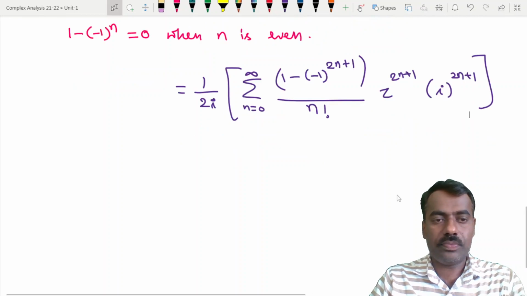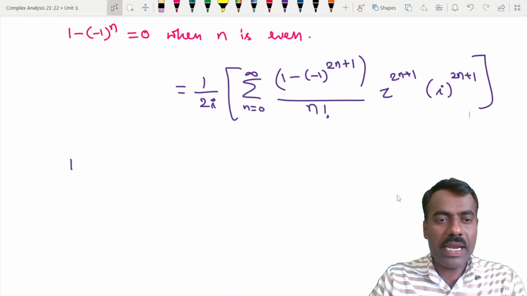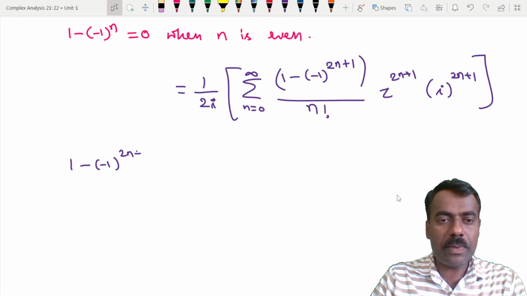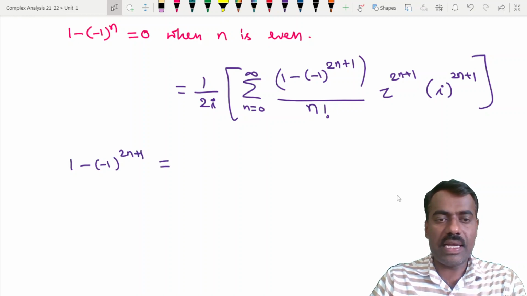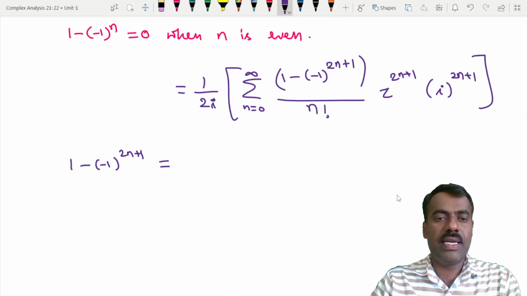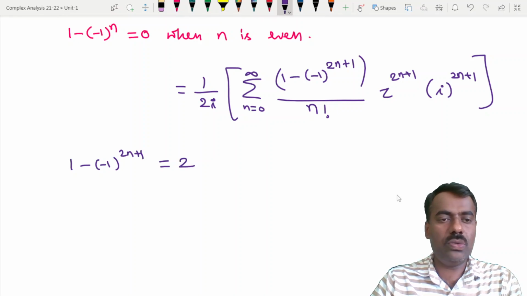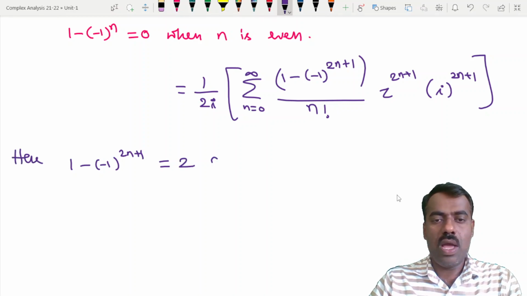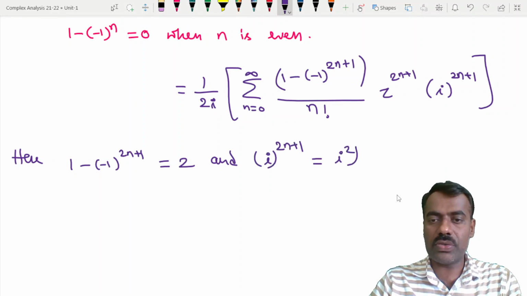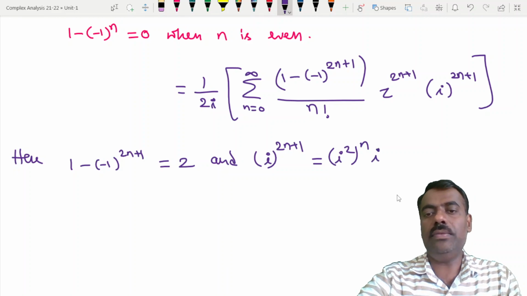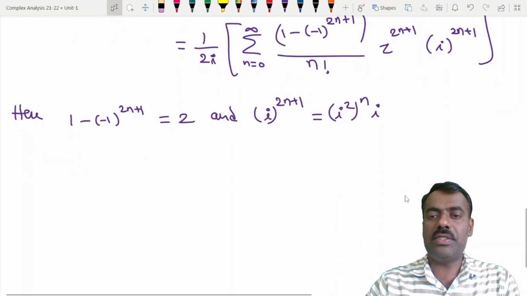And here this 1 minus 1 whole power 2n plus 1, because this is always odd, whatever n it is, this is minus 1, so this will be 2. So here this value, and this I power 2n plus 1, we can write this as I square whole power n into I, but I square value is minus 1. Okay, so this value is minus 1 whole power n into I.